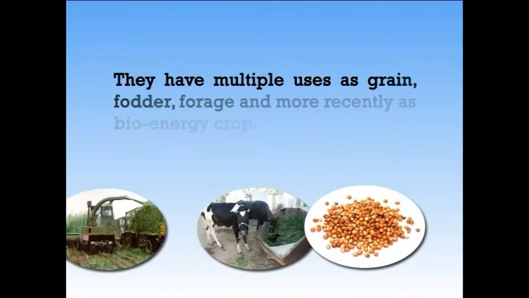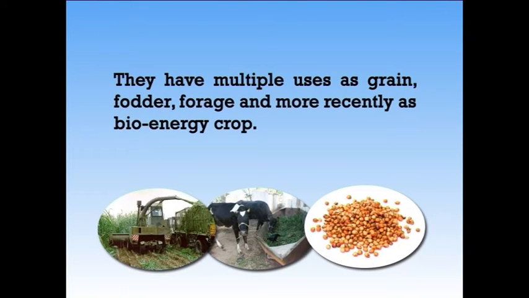Sorghum is considered very nutritious just like maize. They have multiple uses as grain, fodder, forage, and more recently as bioenergy crop. In some part of Africa and Asia, they are consumed as staple food. Besides being used as food and fodder, sorghum is used for production of ethanol, alcohol, starch, adhesives, and paper.